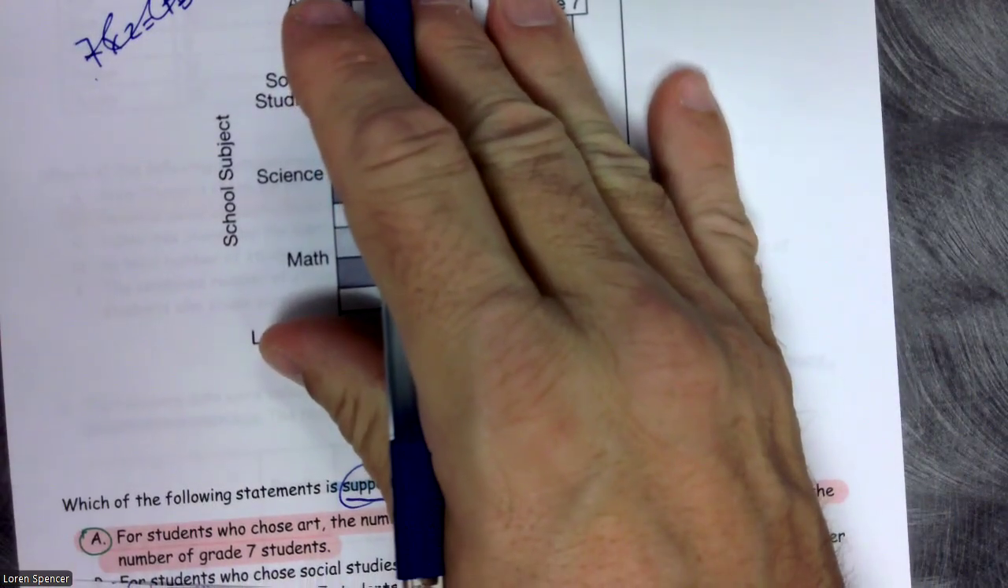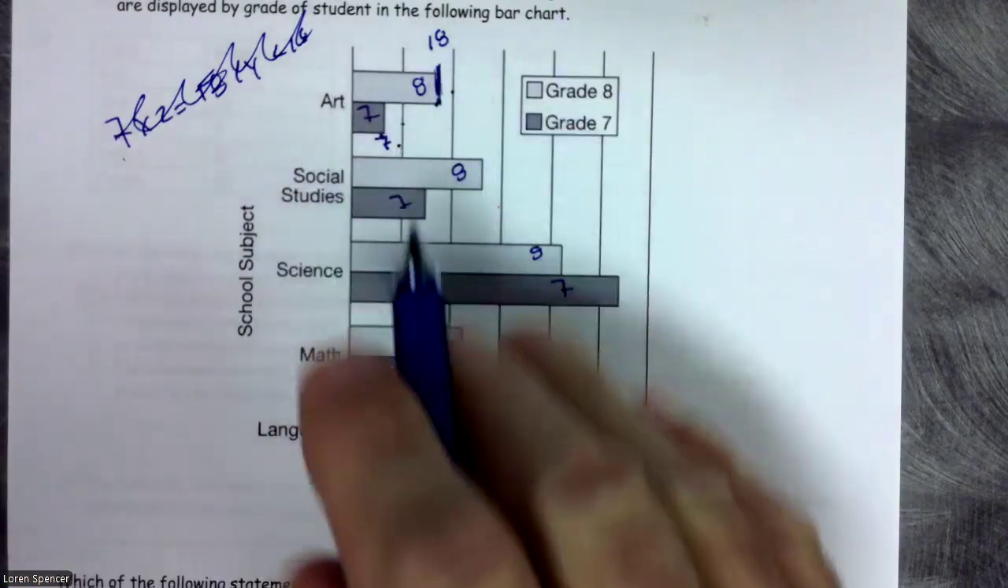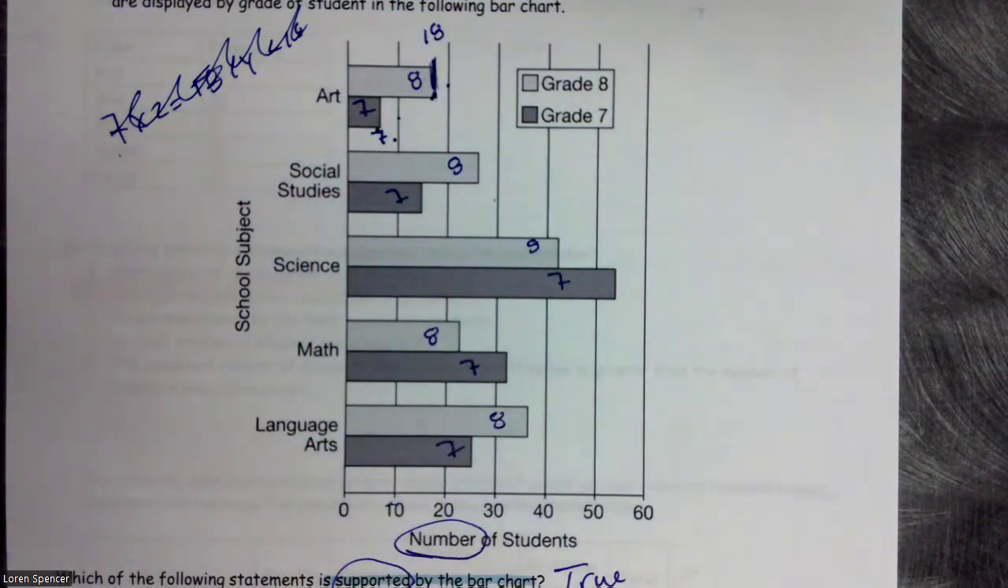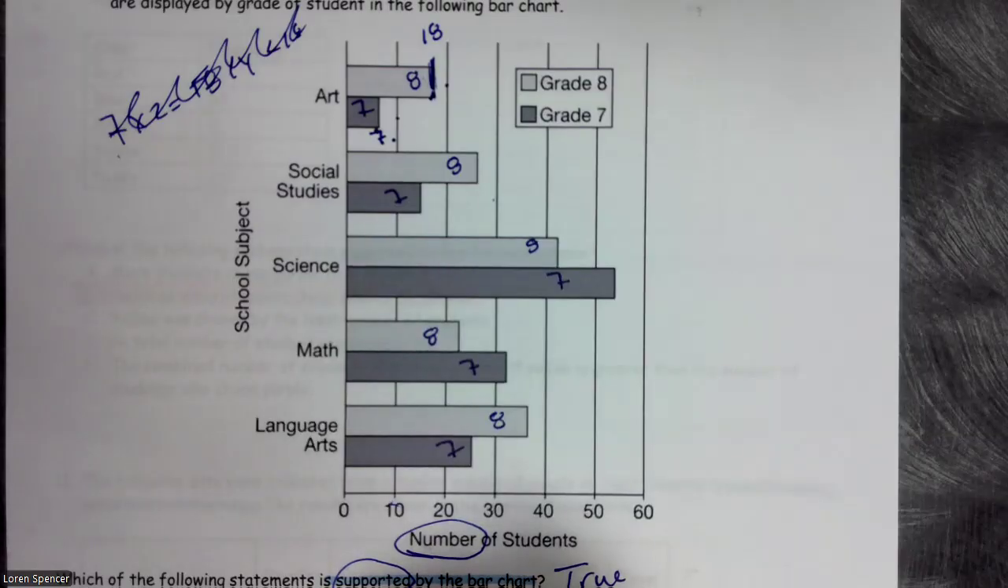All right. Another way to look at it is, well, we need to be 100% more. That means twice as much. So twice as much: 2 times 7 is 14. 14 is less than 18. That's a true statement. We're done with that one.